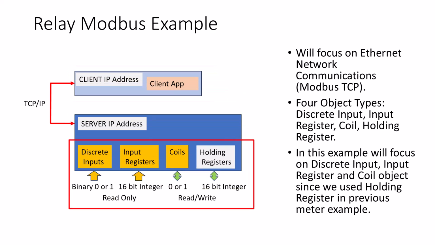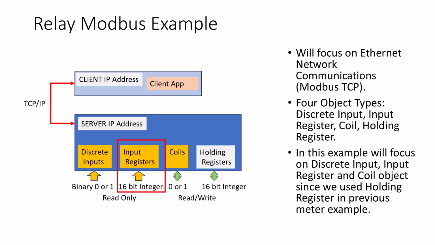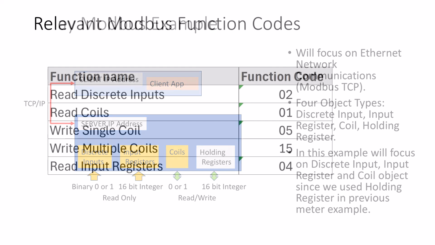Modbus defines 4 object types, and in this example, we're working with 3 of them. Discrete inputs, binary values 0 or 1 that are read-only, input registers, 16-bit integers representing measurements, also read-only, and coils, binary values 0 or 1 that are both readable and writable.